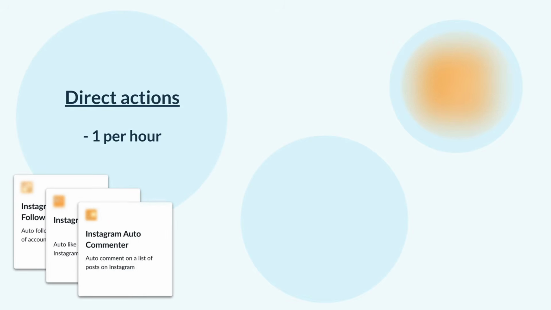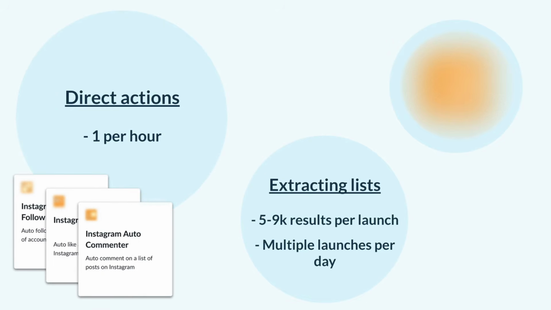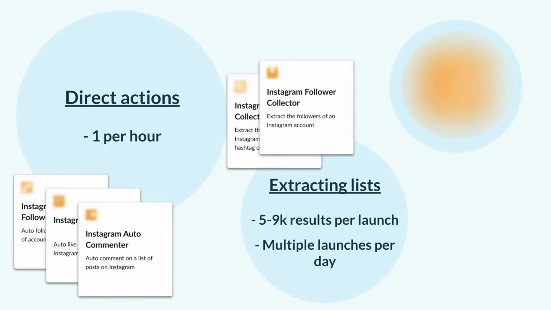With more direct actions on Instagram, we'd recommend a maximum of 1 per hour, because they're really very strict when it comes to rate limits. Otherwise, when you're extracting lists, you can do a lot more. You can extract between 5,000 to 9,000 results per launch, and you can launch these phantoms multiple times throughout the day.